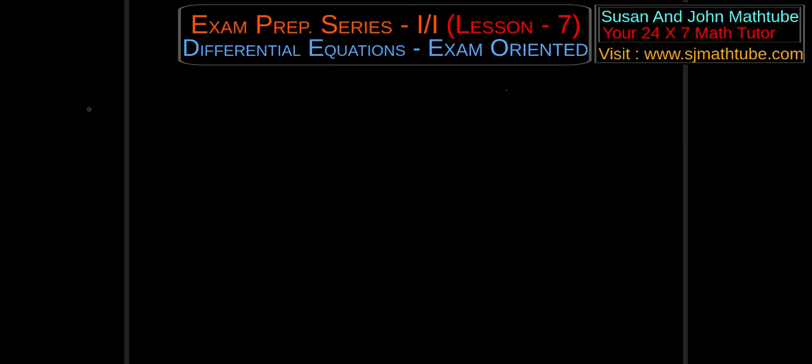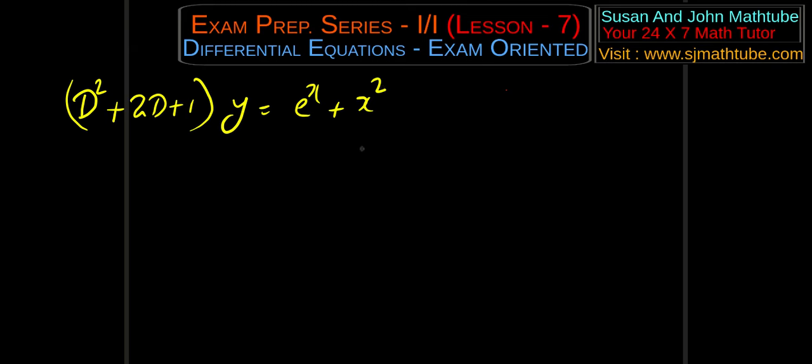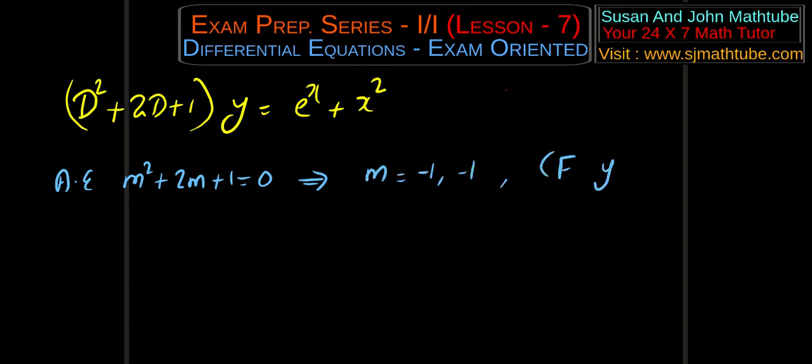Yeah. So please write. Solve the differential equation (D square plus 2D plus 1) of y is equal to e power x plus x square. So as always, the auxiliary equation: m square plus 2m plus 1 equal to 0. That gives me m equal to minus 1, minus 1. So the CF is (c1 plus c2 x) times e to the power minus 1 into x.